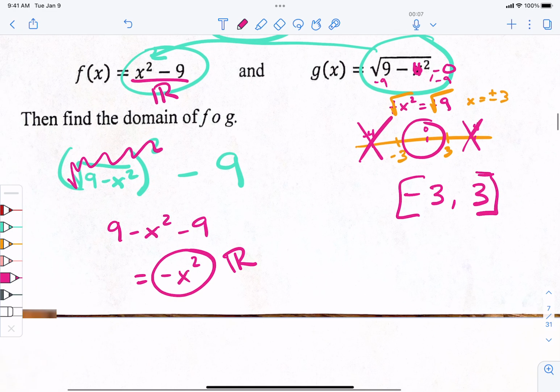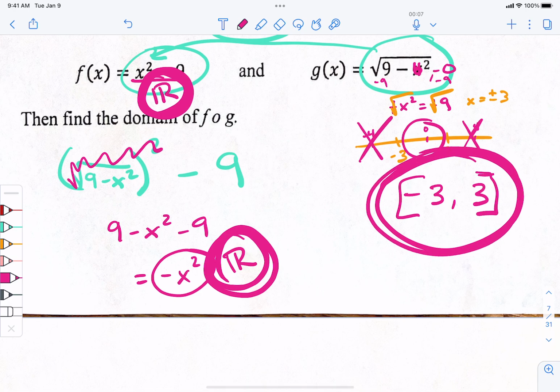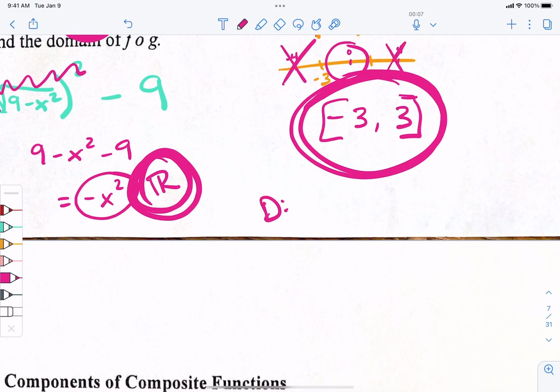So the domain of the entire composite function is all reals. The domain of just this piece is all reals. The domain of this piece is negative 3 to 3. So what is my domain? Negative 3 to 3. It is the restricted one. Whichever one is the most restricted is going to trump all of the other ones. So the whole thing's domain is negative 3 to 3.